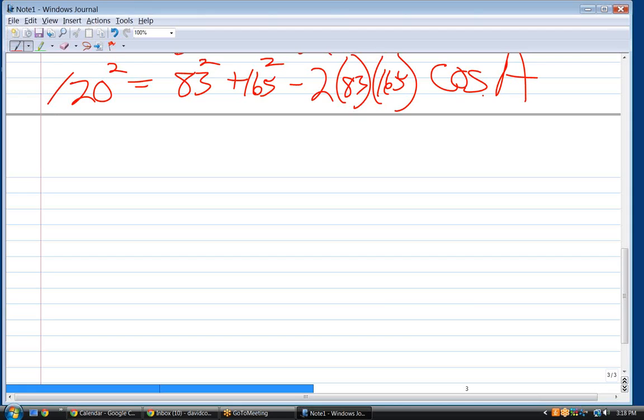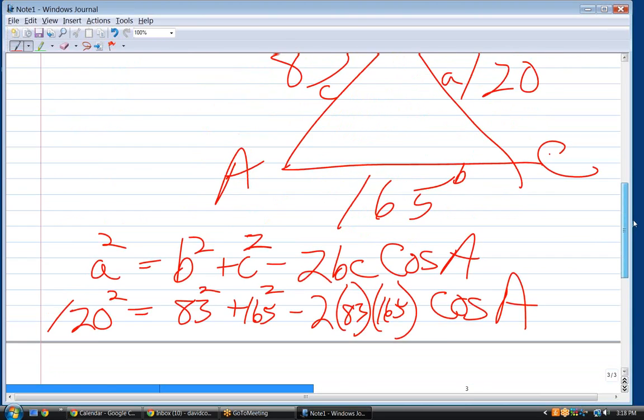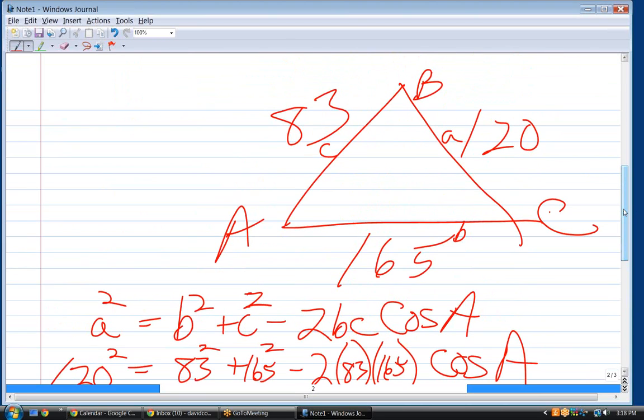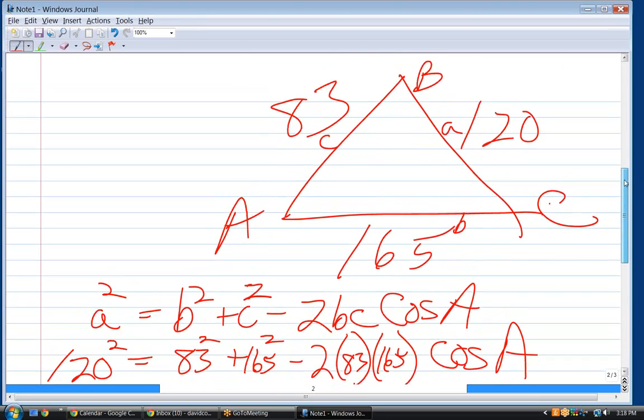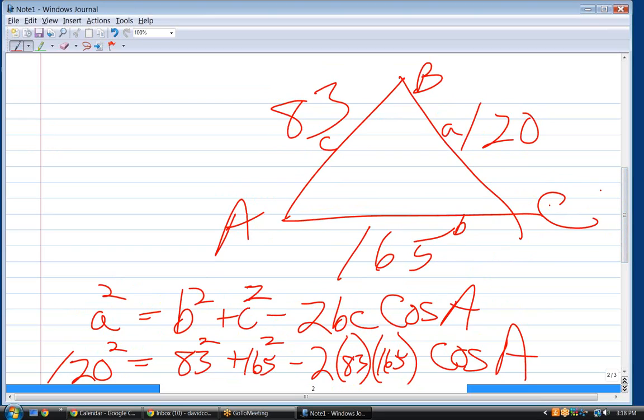Well, I did it differently. Okay, how'd you do it? Well, I switched the 83 and the 120. You can choose any side you want. Well, that would just give you the angle directly, right? It gives you the angle opposite that side. In other words, this side here always has to be this angle.